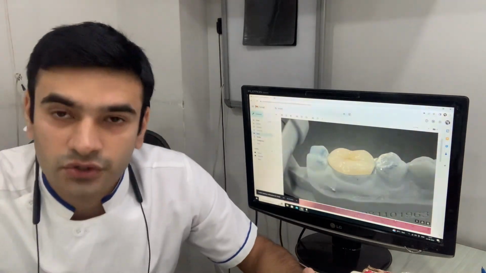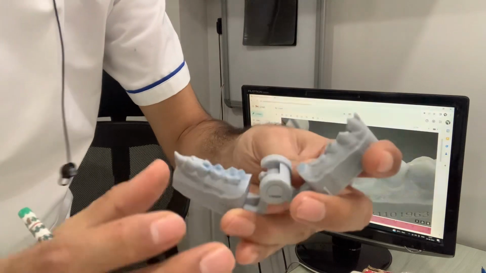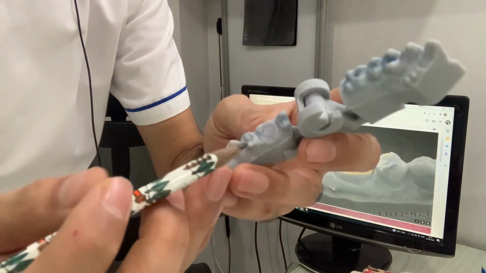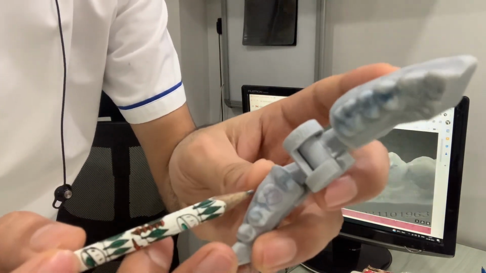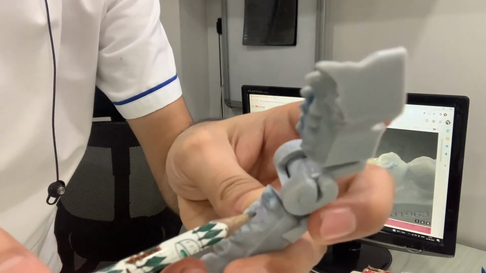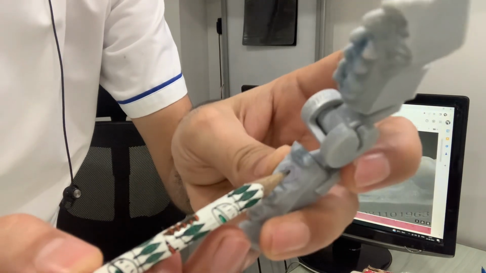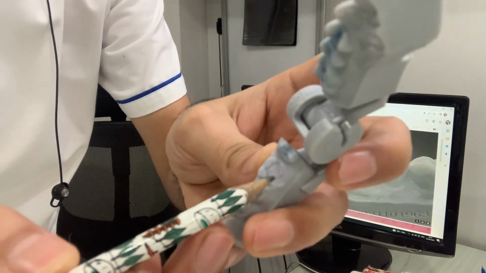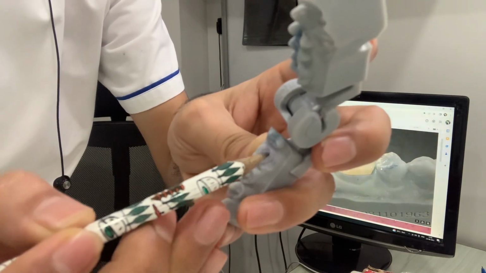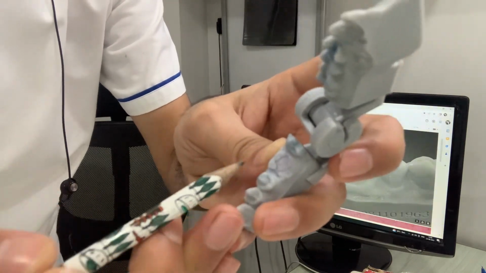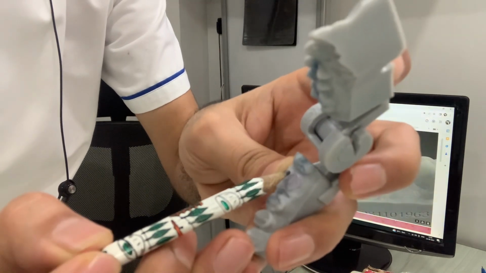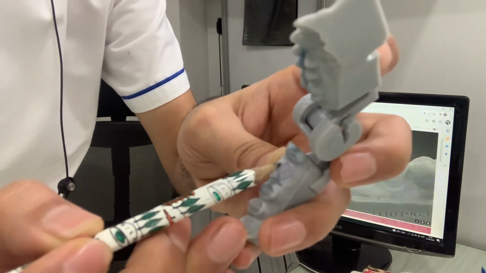Now, just to demonstrate, I'll bring this closer. This is the 3D model of the scan that we got made from the lab. This is the root canal treated tooth that I'm talking about, this one. If you watch closely, I have marked the area with this pen, and this shows the amount of decay that was present on the tooth before we started the root canal treatment.